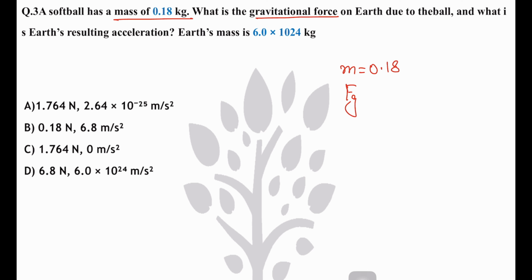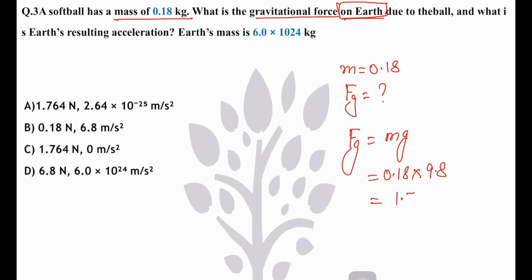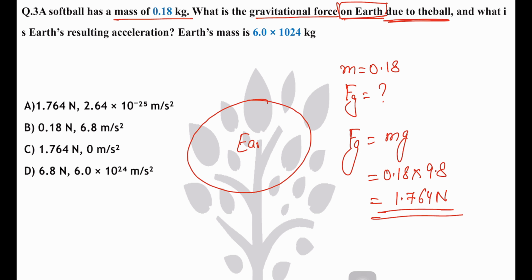What is the gravitational force on Earth? On Earth. Okay, we need to find the force on Earth. So can I say mg, which is equal to 0.18 times 9.8, which is equal to 1.764 Newton. Okay, due to the ball. Let's say this is the Earth. Clear? This is the ball. It is applying a force.